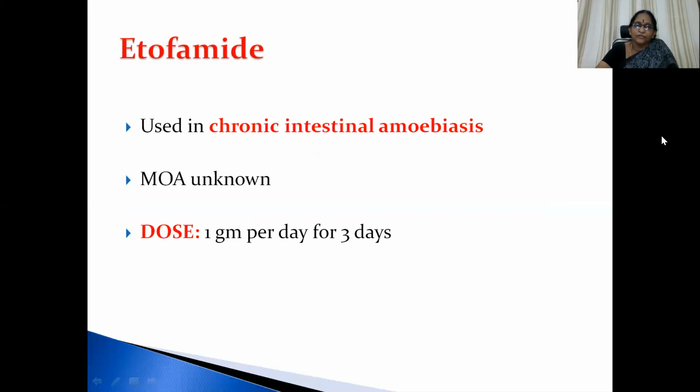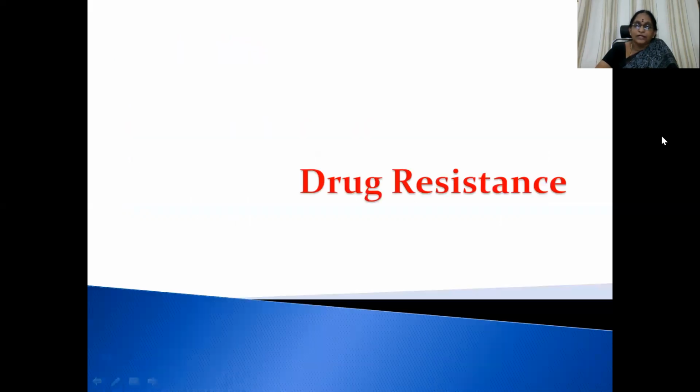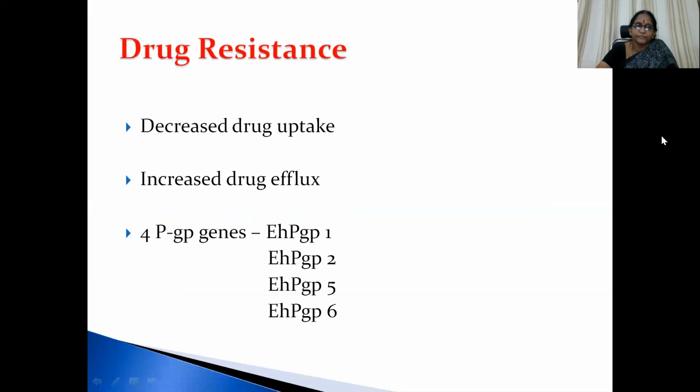Then etofamide is used in chronic intestinal amoebiasis, and here again the mechanism of action is unknown. 1 gram per day for 3 days is to be given. Then drug resistance. We have covered all the anti-amoebic drugs. Now we'll go into the drug resistance and then the management proper.